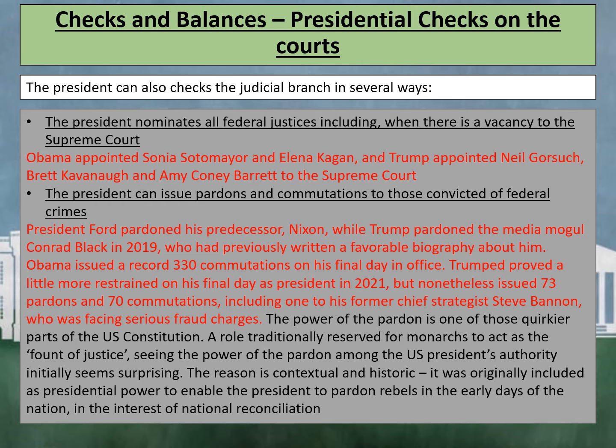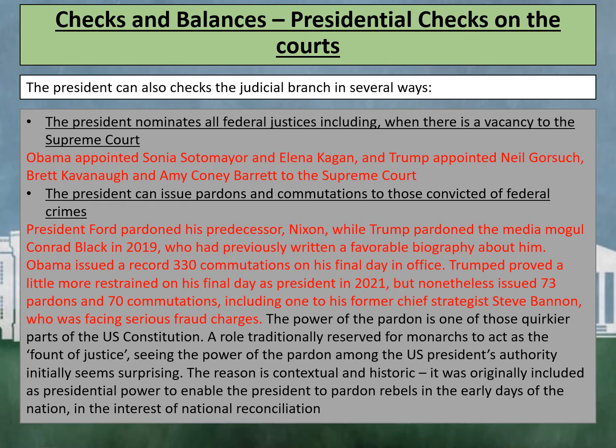The President can also check the judicial branch in several ways. The President nominates all federal justices, including when there is a vacancy on the Supreme Court. Obama appointed Sonia Sotomayor and Elena Kagan, and Trump appointed Neil Gorsuch, Brett Kavanaugh, and Amy Coney Barrett to the Supreme Court. The President can issue pardons and commutations to those convicted of federal crimes.